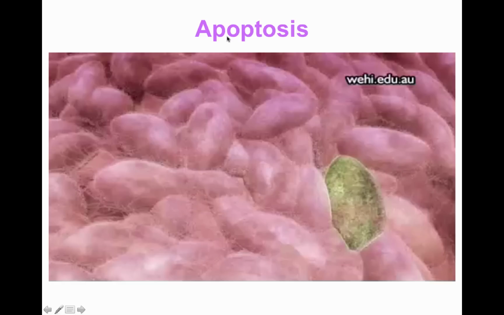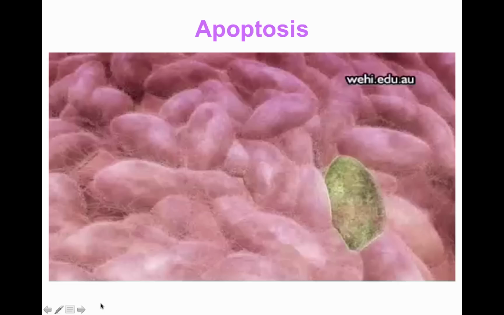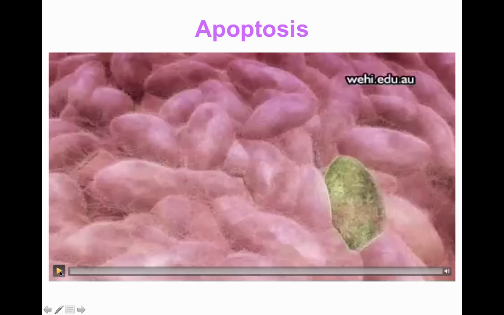This movie from the Walter and Eliza Hall Institute in Australia shows the process of apoptosis. What we have over here is a tissue, shown here in pink. And this brown cell here at the bottom right is a diseased cell. What's going to happen to that diseased cell is that a cytotoxic T cell, a killer T cell, is going to come around and give it an apoptotic signal by triggering the trimerization of a Fas death receptor. So let me show you that, and I'm going to try to narrate a little bit since the video doesn't have narration.